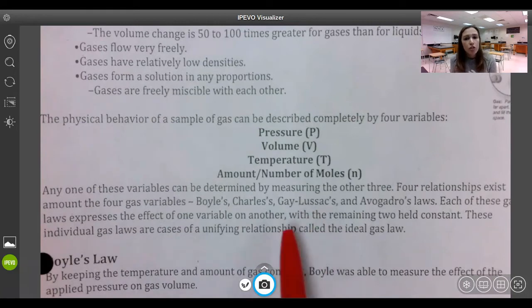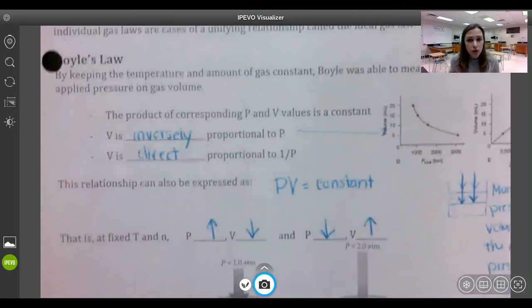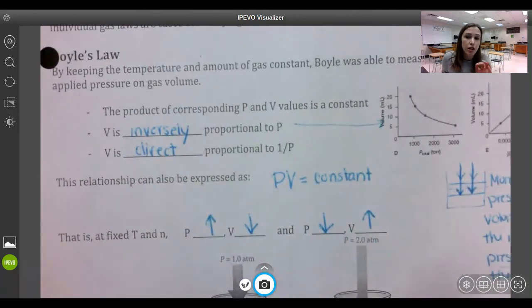And vice versa. So I'm just going to focus mostly on the calculations, but I will try to give a little bit of the explanation behind it that you may have missed in class when we were going through it quickly. So the very first one was Boyle's law. This one focuses in on pressure and volume.